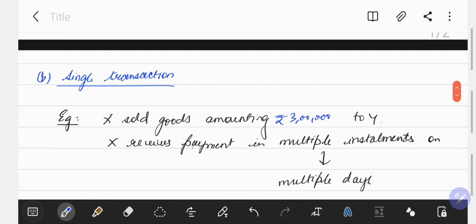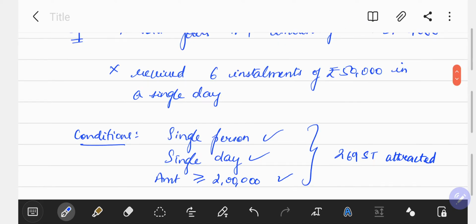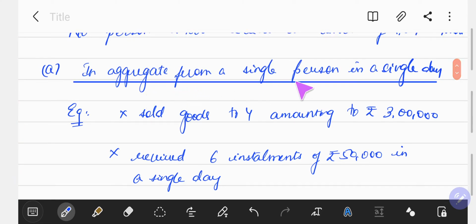Next condition is single person, multiple days with respect to a single transaction. Even that is covered here. In the first condition, in aggregate from a single person in a single day, suppose X sold goods to Y amounting to 3 lakhs. There is another transaction where X sold to Y amounting to 5 lakhs, another where it is 10 lakhs. Or X sold to Y amounting to 50,000, then 1 lakh, then another 1 lakh. So individually the different transactions are below 2 lakhs, but in aggregate it is becoming 2,50,000. Hence, we have to be very careful here.